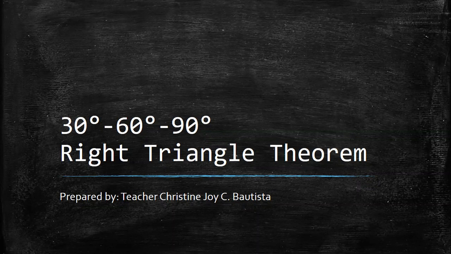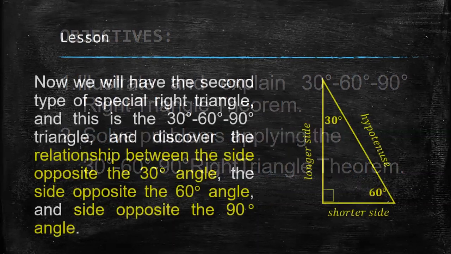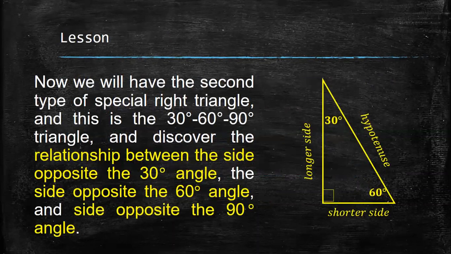So, for today's video, our topic is all about the 30-60-90 degree right triangle theorem. Our objectives are to illustrate and explain the 30-60-90 degree right triangle theorem and solve problems applying it. So now we will have the second type of special right triangle, because the first type of special right triangle is the 45-45-90 degree right triangle theorem. So let's proceed with the 30-60-90 triangle.